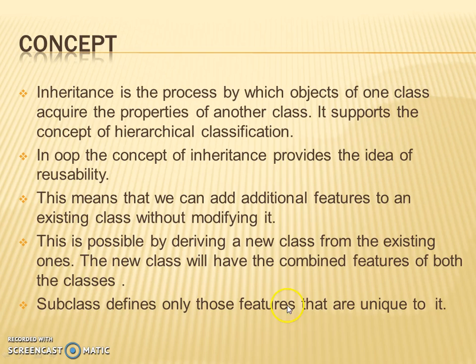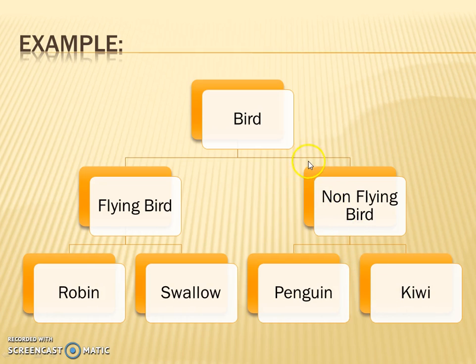Subclass defines only those features that are unique to it. Now we can see the example of bird, which is further divided into flying bird and non-flying bird, and flying birds are also divided into two. Some examples are robin and swallow, and non-flying birds are penguin and kiwi. That is, the main base class is divided into two derived classes, flying bird and non-flying bird. Flying bird is divided into robin and swallow, and non-flying bird is divided into penguin and kiwi. So the derived class gets all the features of its base class, that is bird.